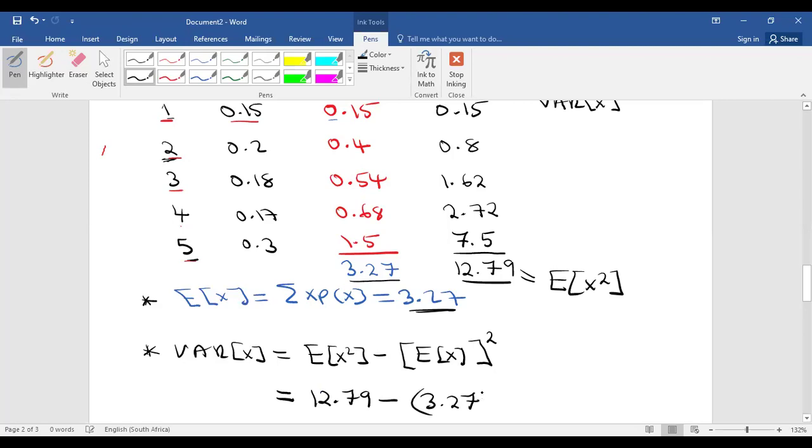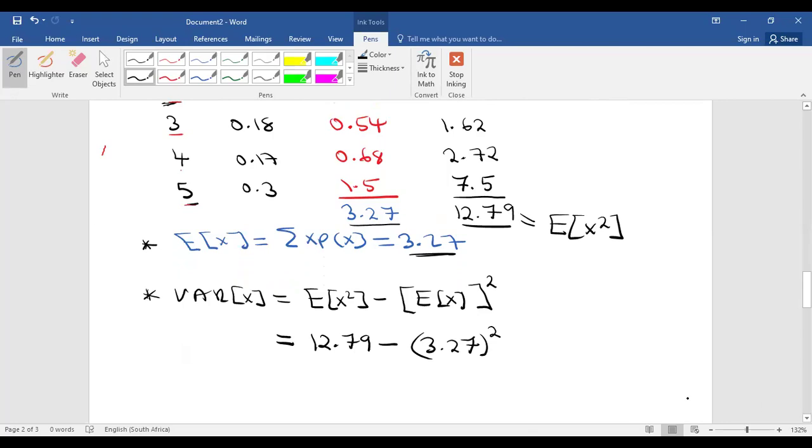3.27 is the expected value of x. Then you square it. So the variance in our case is 12.79 minus, so those with calculators, 3.27 squared. What do you get? 3.27 squared.